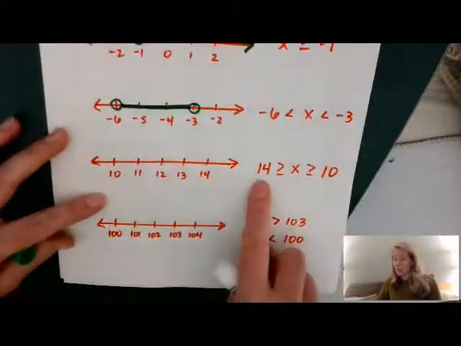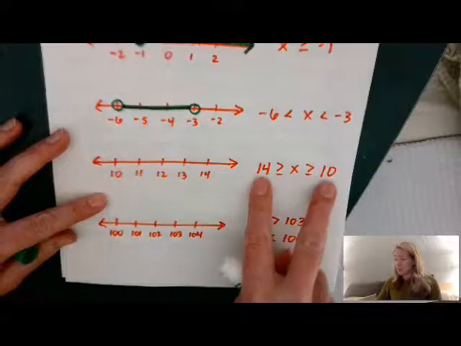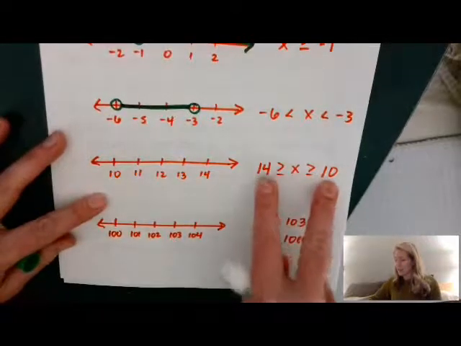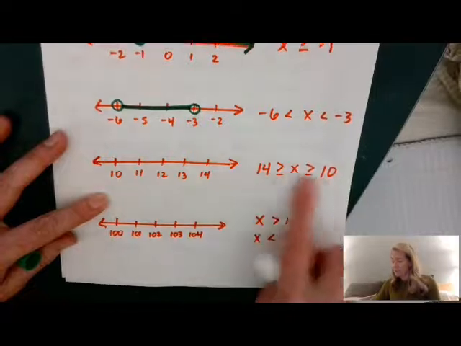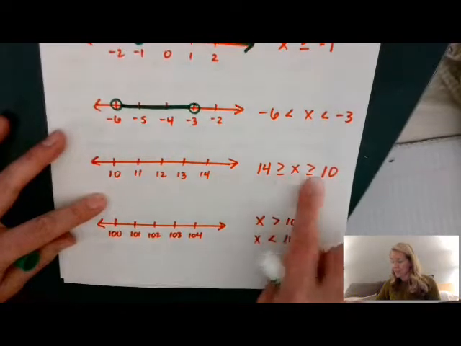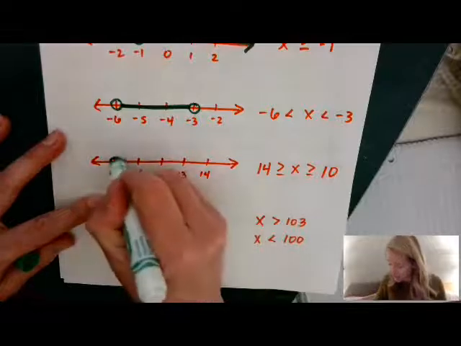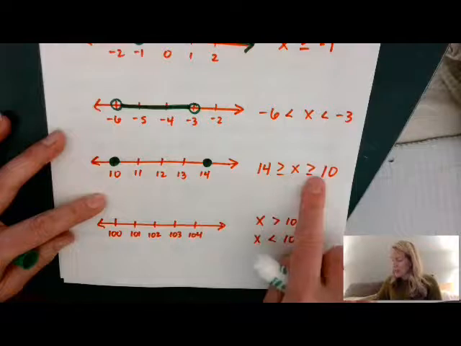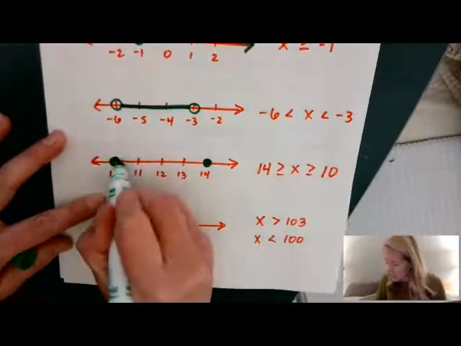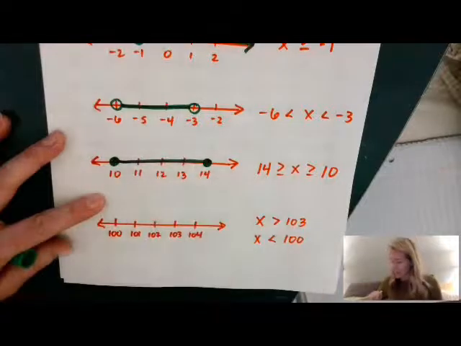On this one, you have to be careful. The bigger number was on the left, like I said, you have to watch out for that. If we imagine that, x is going to be between that 10 and the 14, right? And it's also going to equal them potentially. So we can do a solid dot at 10 and a solid dot at 14. And x is going to be smaller than the 14 or bigger than the 10. Either way, you can see what that looks like.